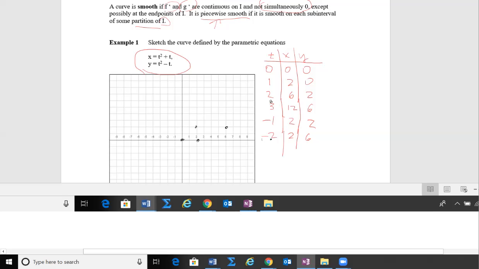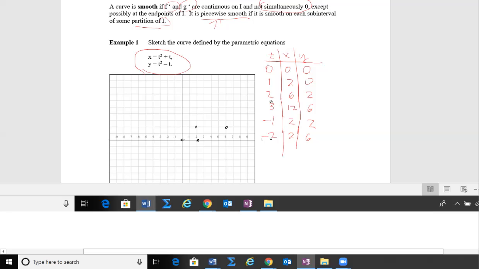Let's try that again. Let's double check that -2 for the t. So 4 minus 2 is 2, and 4 plus 2 is 6. So that's correct.